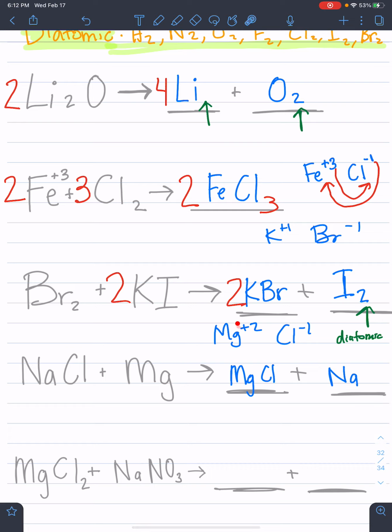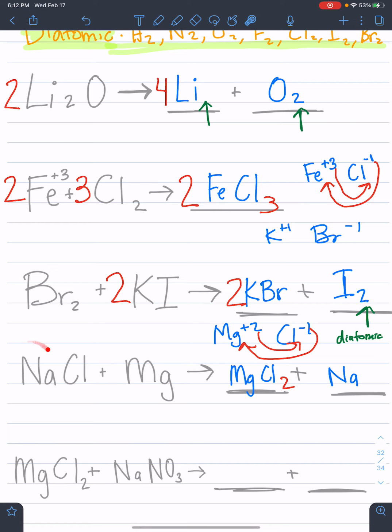If you're confused about how to get these charges, please email me. It's from before. You can find it easy on your periodic table. I can explain it to you. Anyways, so we notice that these charges do not balance. They're different. So the 1 is going to drop over here. The 2 is going to drop over here. So you get MgCl2. Now we can try to balance this.